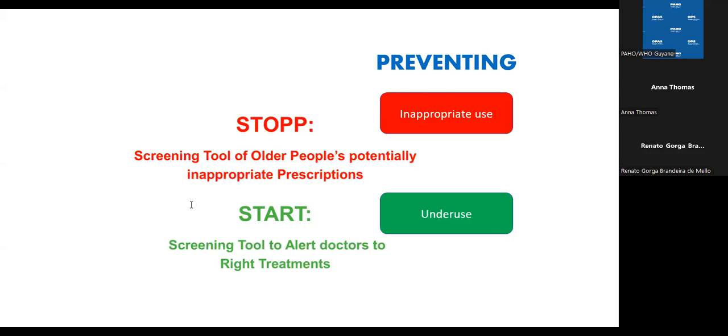Cool. Here. Can you see the stop-start document on the screen? Yes, we can.